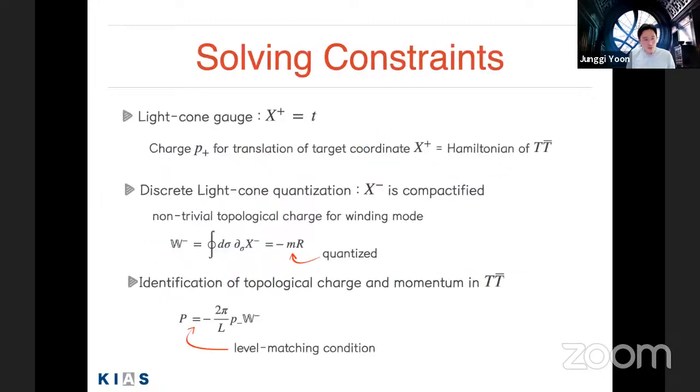And since the worldsheet time is identified with x plus, the charge for the translation of x plus becomes the Hamiltonian of the TT-bar deformation. Furthermore, we consider discrete light cone quantization so that x minus is compactified. You can consider the topological charge for this winding mode of the compactified x minus, and it is related to the momentum operator in the TT-bar deformation by the level matching condition.